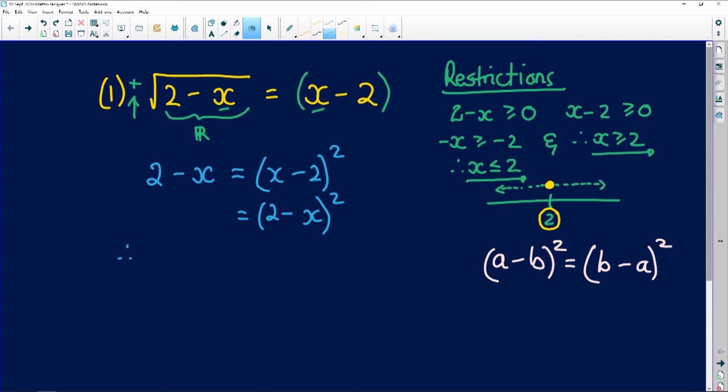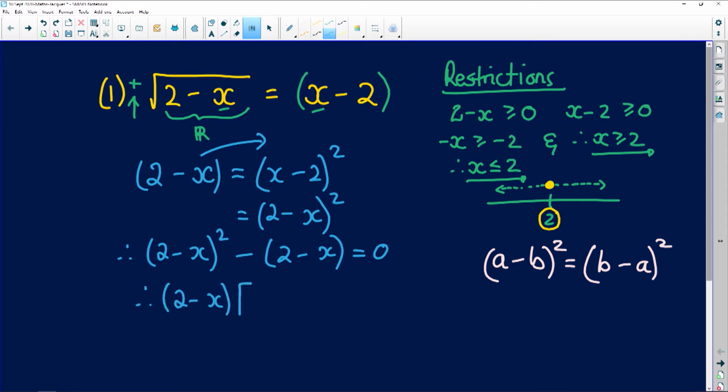Then I'm going to throw everything to one side. I'm going to end up with 2 minus x all squared, minus, this is in a bracket, I'm going to throw it to the other side, so it becomes minus 2 minus x, which is 0. You can see there's a common bracket, so if I remove it, 2 minus x is out. I have a 2 minus x minus this 1 that is left. Remember, if I remove the whole term, there is 1 times whatever that was. So I need to leave something in its place there, so that if I multiply that bracket back, it goes back into the position where it was before I removed it.